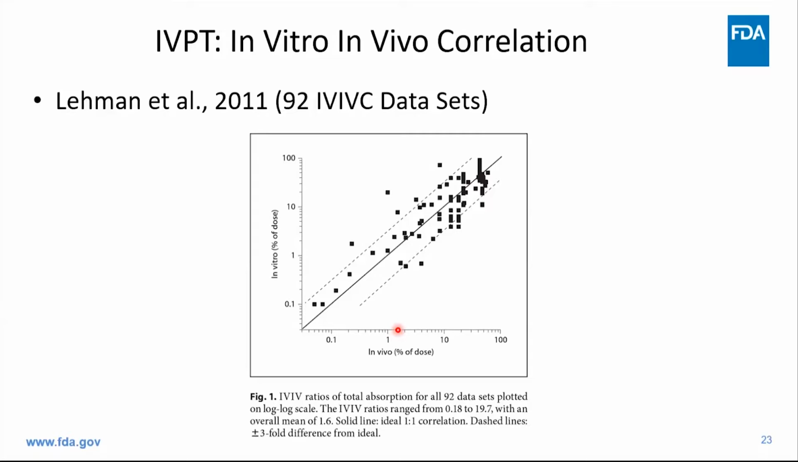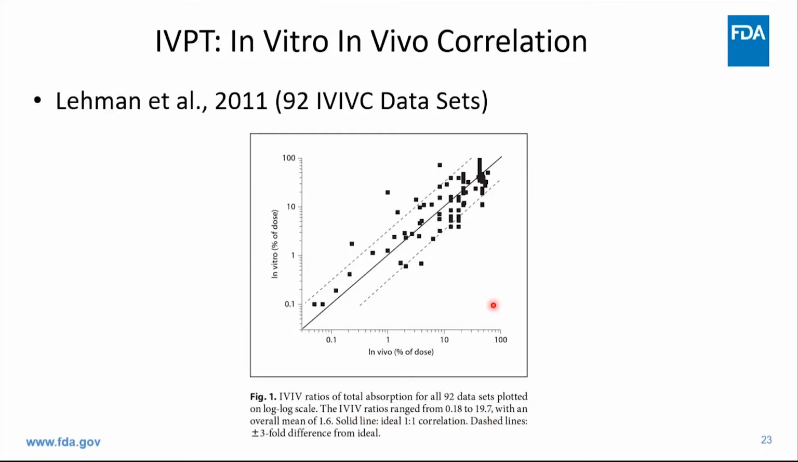And what we see here is this black line is the line of perfect one-to-one correlation. The dotted lines are plus or minus threefold differences. And then we go beyond threefold differences. And because of the large data set and the range of permeation, this is on a log scale. While there is a kind of correlation that you can see here, I think it's very important to point out that the in vitro in vivo ratios ranged from about 0.2 to roughly 20, meaning that you could have a 20-fold difference in the amount reported to be absorbed in vitro versus in vivo.